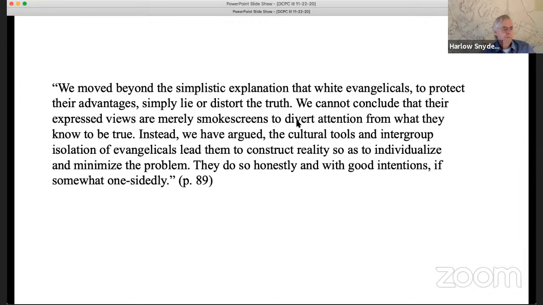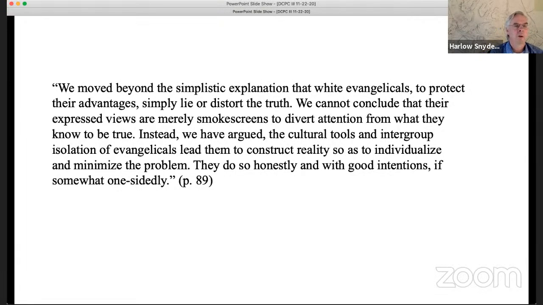And one of the things, and this is just a bit of a caveat, as they did their interviews and spoke with people, they really, as they say here, wanted to give people the benefit of the doubt. They didn't think that the folks they interviewed, these pious and well-intentioned evangelicals, were somehow misrepresenting how they actually felt. As they say in this quotation, we move beyond the simplistic explanation that white evangelicals, to protect their advantages, simply lie or distort the truth. We cannot conclude that their expressed views are merely smokescreens to divert attention from what they know to be true.